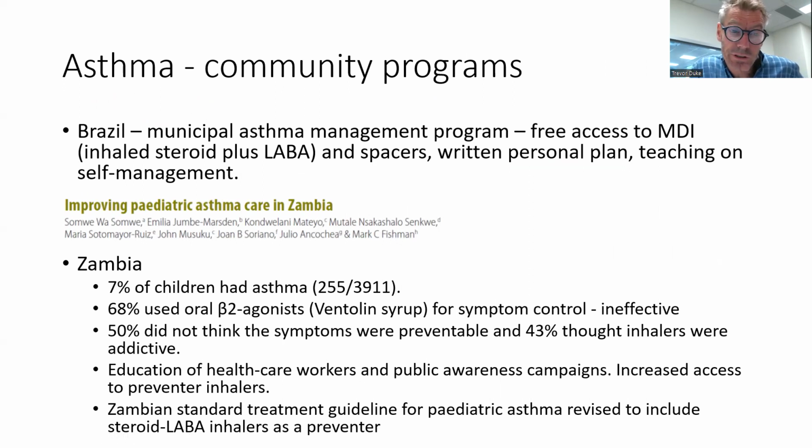preventer therapy that have been very successful. A study in Brazil showed that when there was more availability of puffers with preventers, inhaled steroids plus long-acting beta-2 agonists, then more children had better control of their asthma. And similarly in Africa, in Zambia, previously there was a lot of salbutamol syrup or elixir being used for asthma, and that's not very effective as a preventer agent. In fact, it's not effective as a preventer at all, and it's not very effective to control acute asthma. But when they introduced the steroids and long-acting beta-2 agonists as a preventer, then it was highly effective and more children had much better control of their asthma.